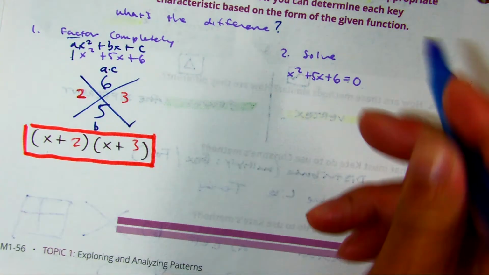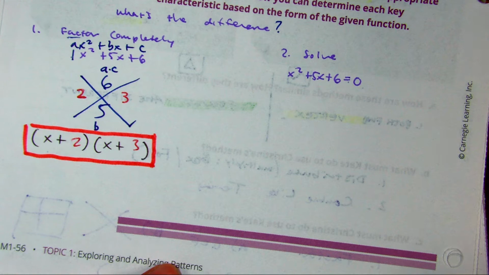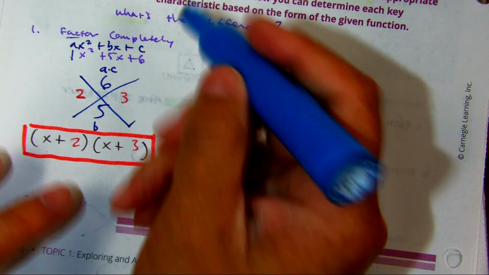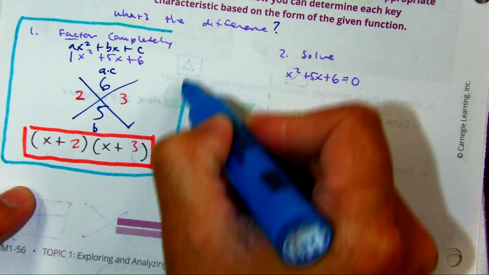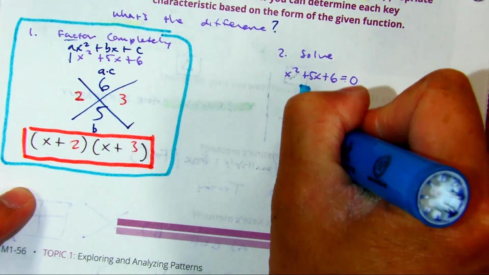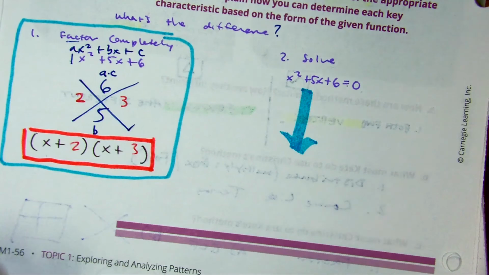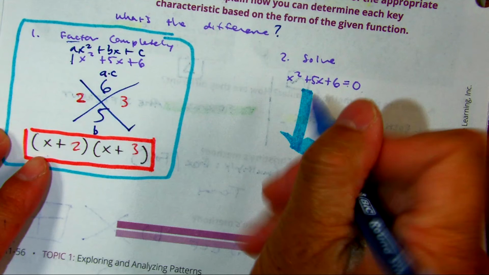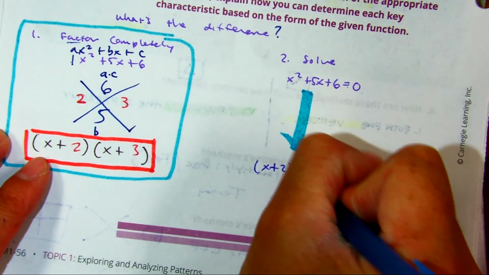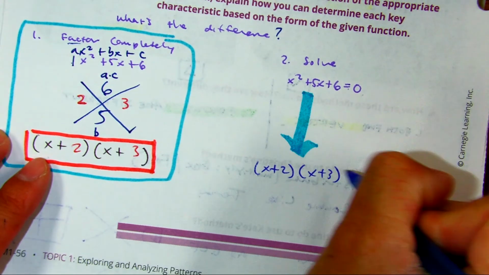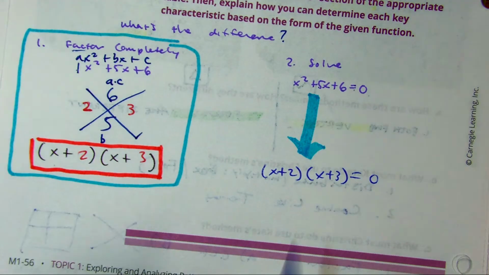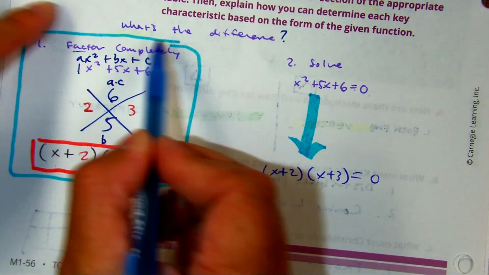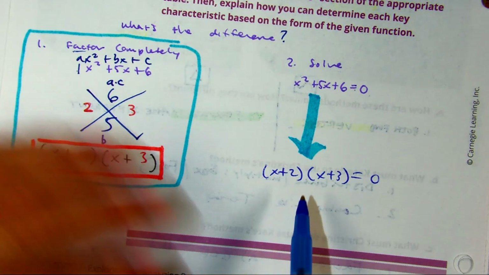Okay? I want to show you this visually, hopefully. All the math you did right here goes right there. It's the same thing. X plus 2, X plus 3 equals 0. So you would actually do the same exact thing as you did on the factoring side, but here is the new part.